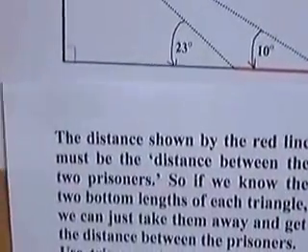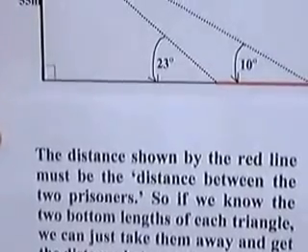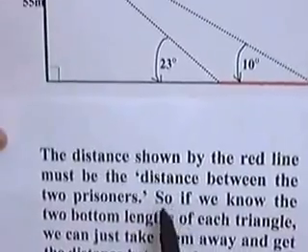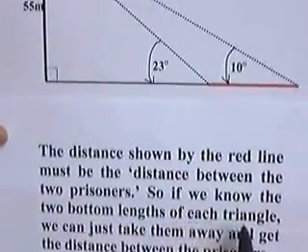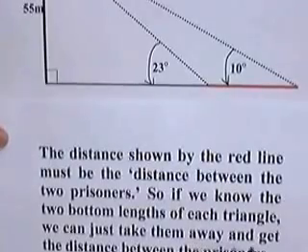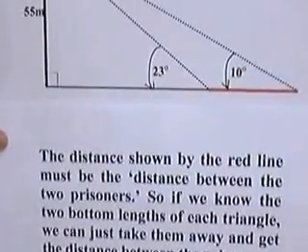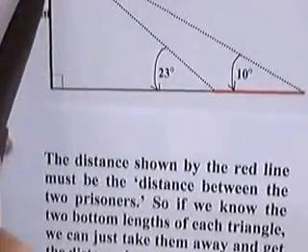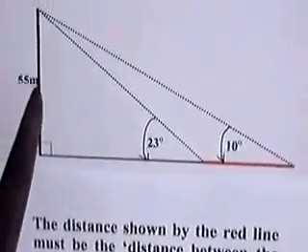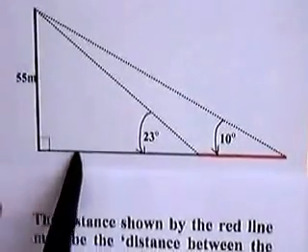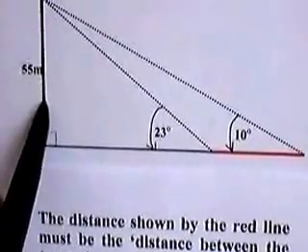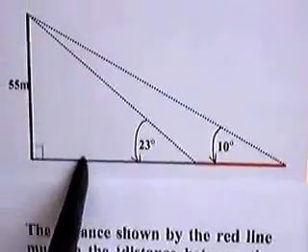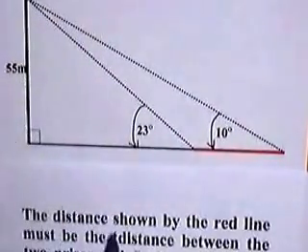Okay, the distance shown by the red line must be the distance between the two prisoners. So if we know the two bottom lengths of each triangle, we can just take them away and get the distance between the prisoners. You've got one right angle triangle like this, and the other right angle triangle is this one there. So you do have two right angle triangles sitting on top of each other.